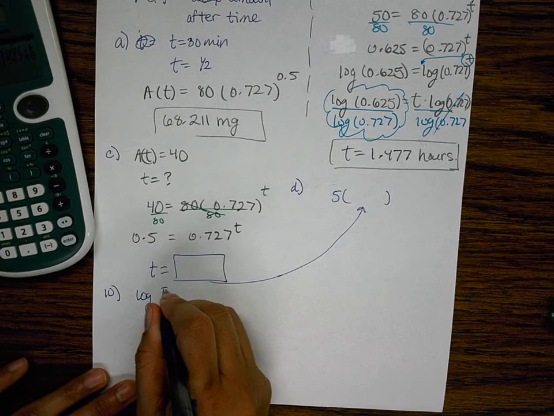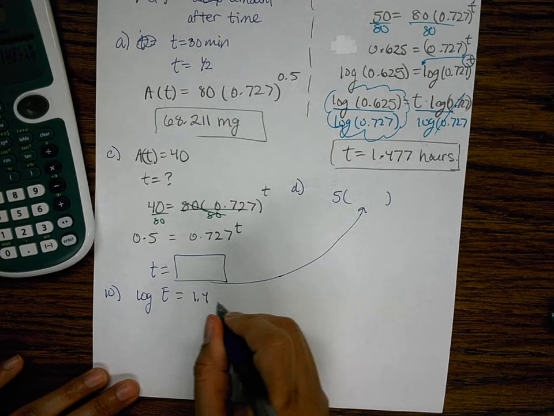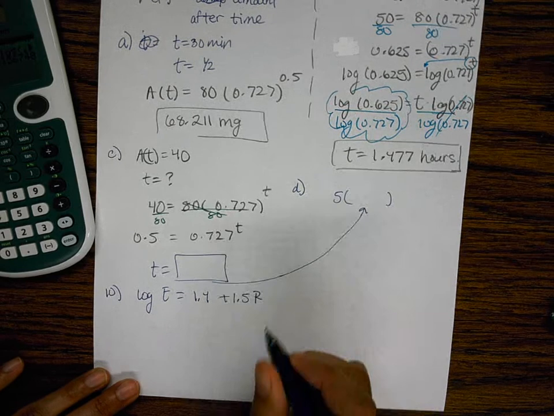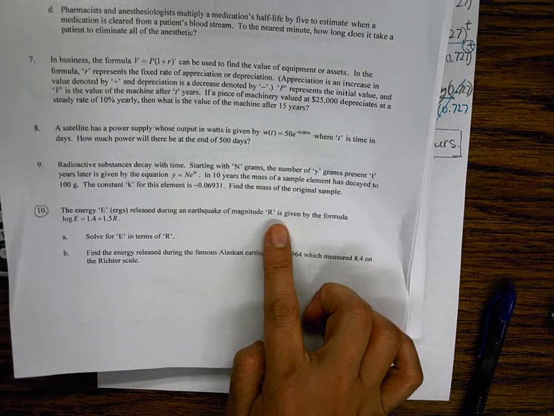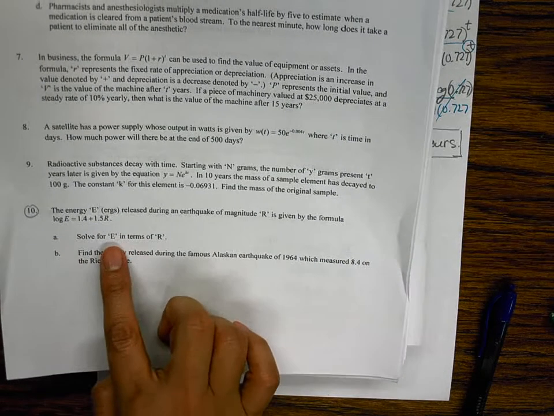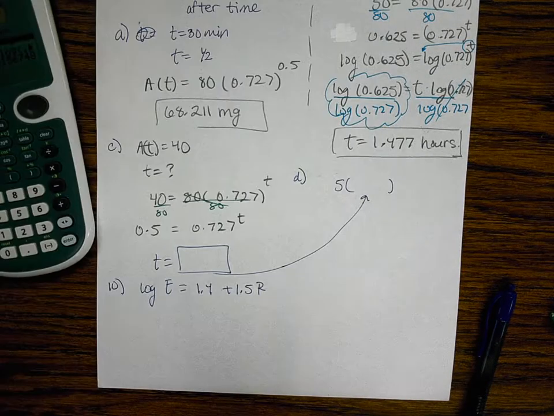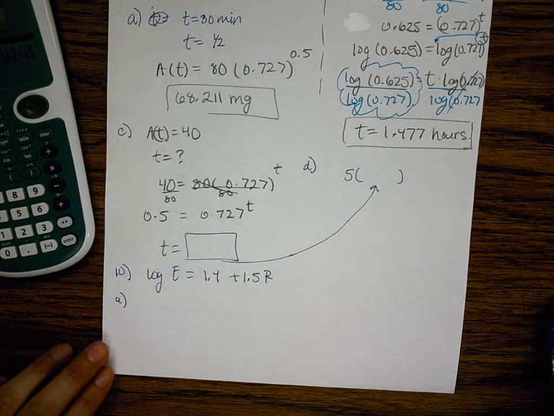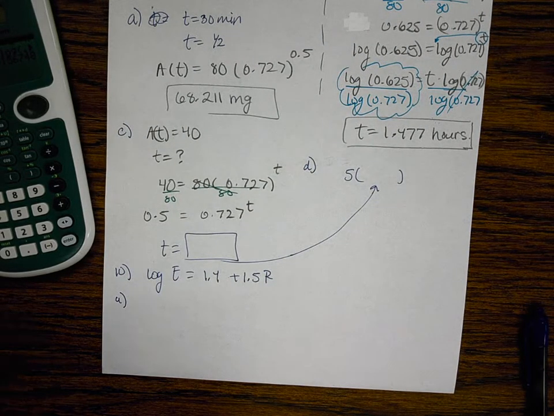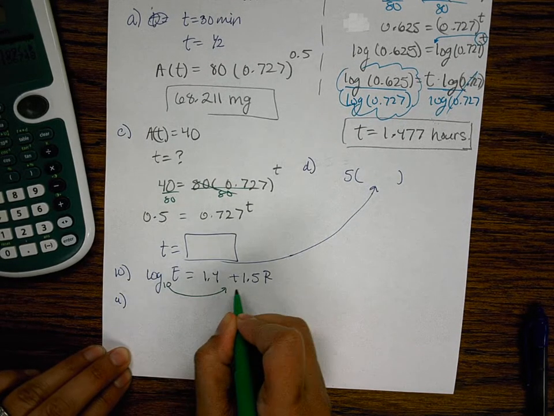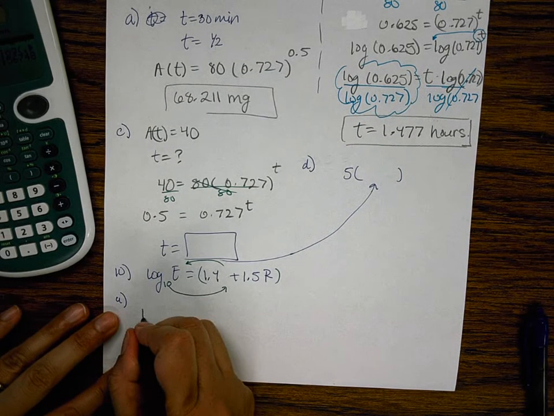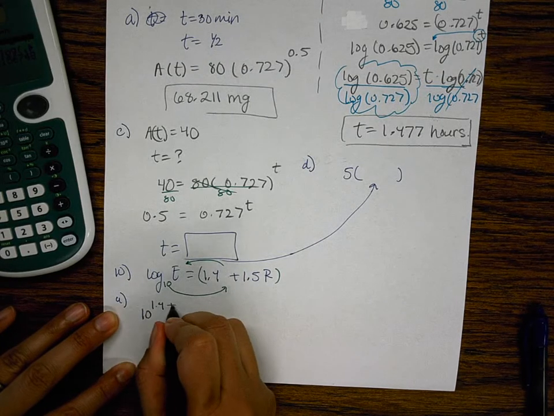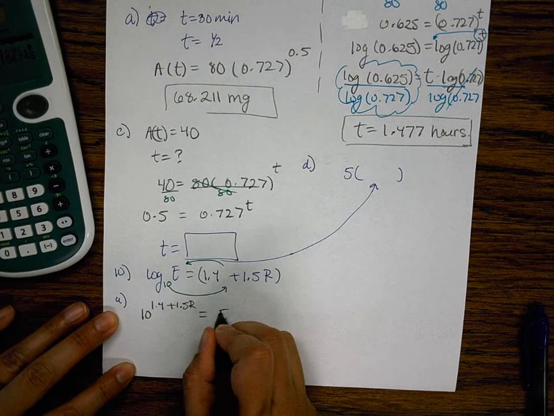Log of E equals 1.4 plus 1.5 R, and it says the energy E ergs released during an earthquake of magnitude R is given by this formula. Solve for E in terms of R. Okay, so that's all we're doing first, is just solving. Now, I want to get E by itself. Is there a log on both sides? There is not, so I cannot drop the log, which means I'm going to do a wraparound. 10 raised to all of that equals the E, and that's pretty much it. 10 raised to the 1.4 plus 1.5 R equals E, and you got E by itself.